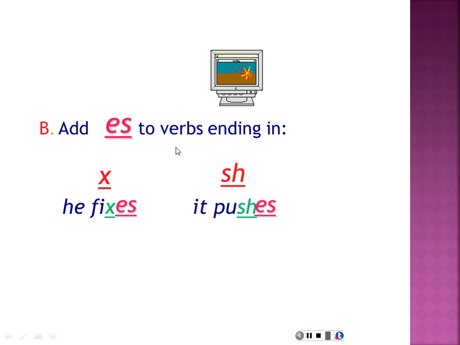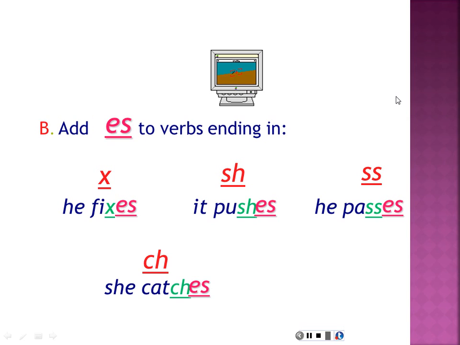Number two, when the last two letters or the last sound of the word is sh, like it pushes, we add es to this word. The next example, when we have double s, like pass, so he passes, maybe he passes the ball. He's playing football and he passes, يمرر. So he passes, we also add es.